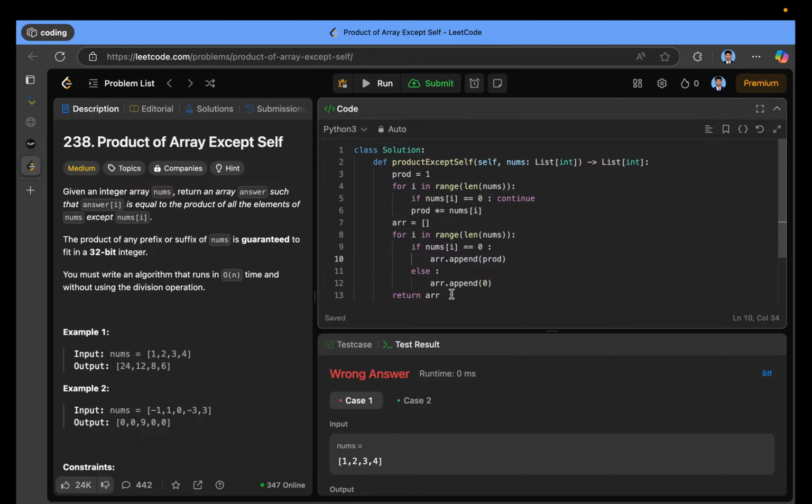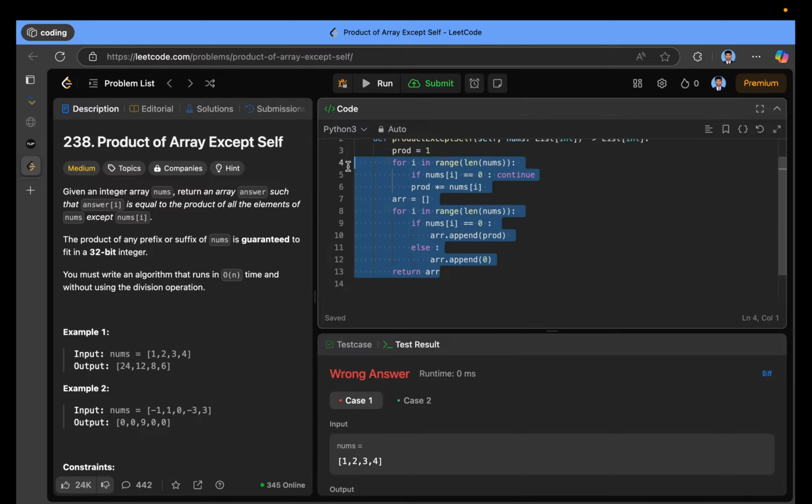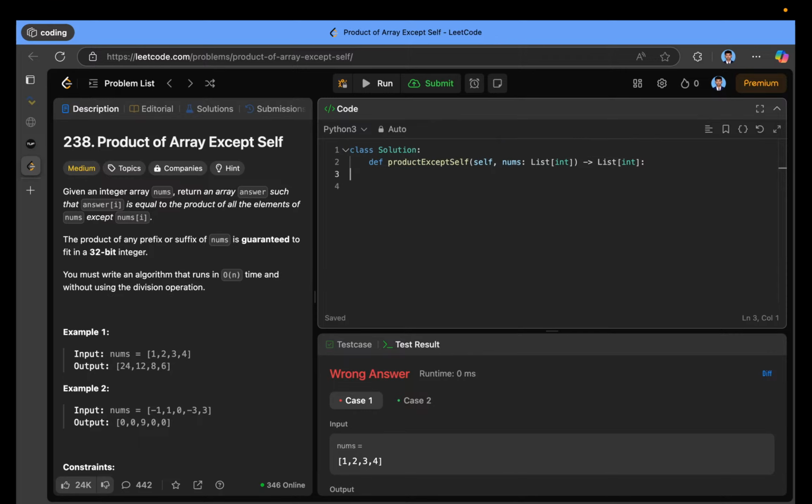Okay. I think I have to do this from the start. I have found a way to solve this question. Here we have to count the number of zeros. How many zeros are here? Let me show you. Let me write the code, then maybe we can understand what is going on.